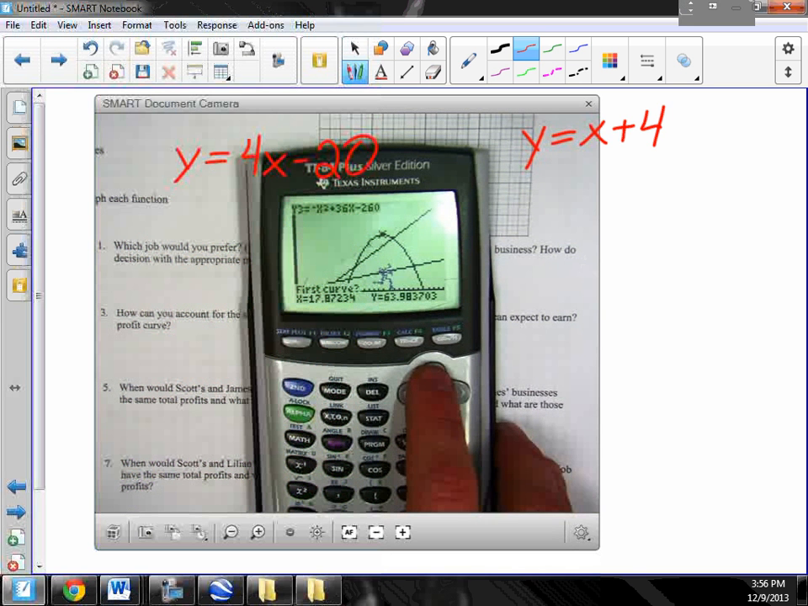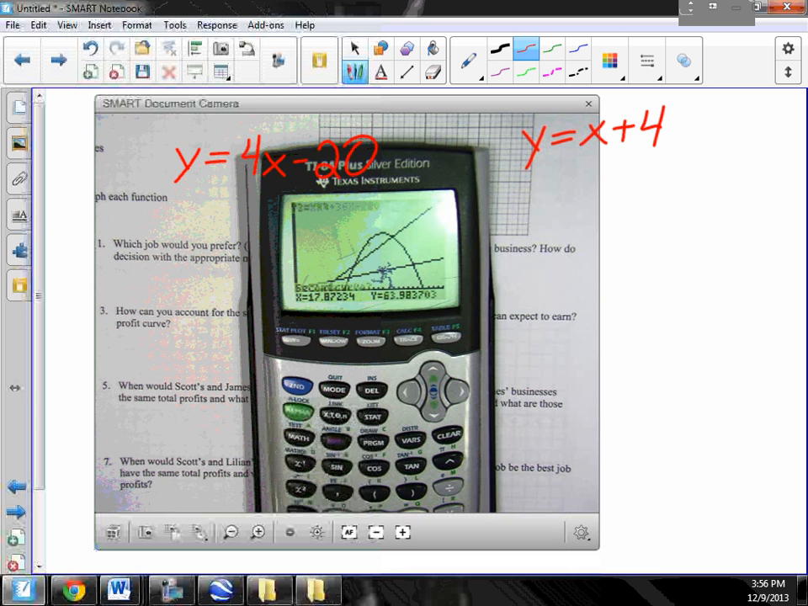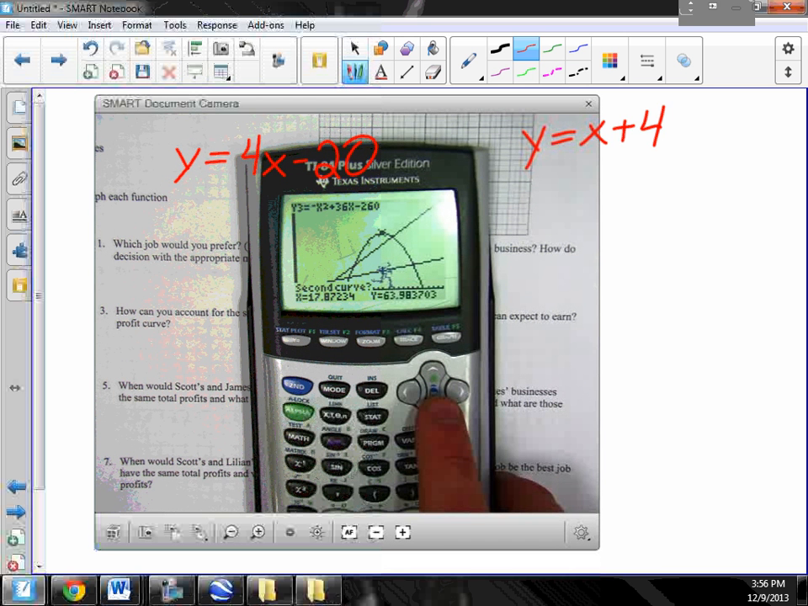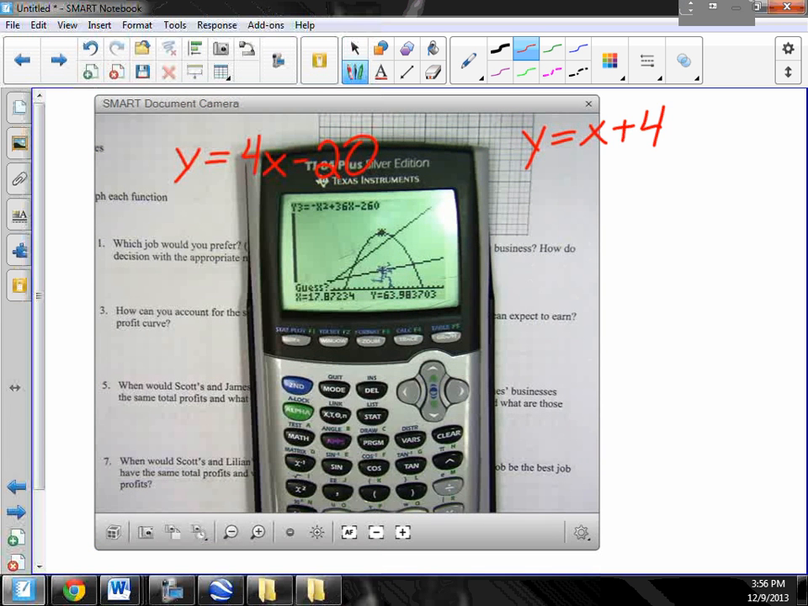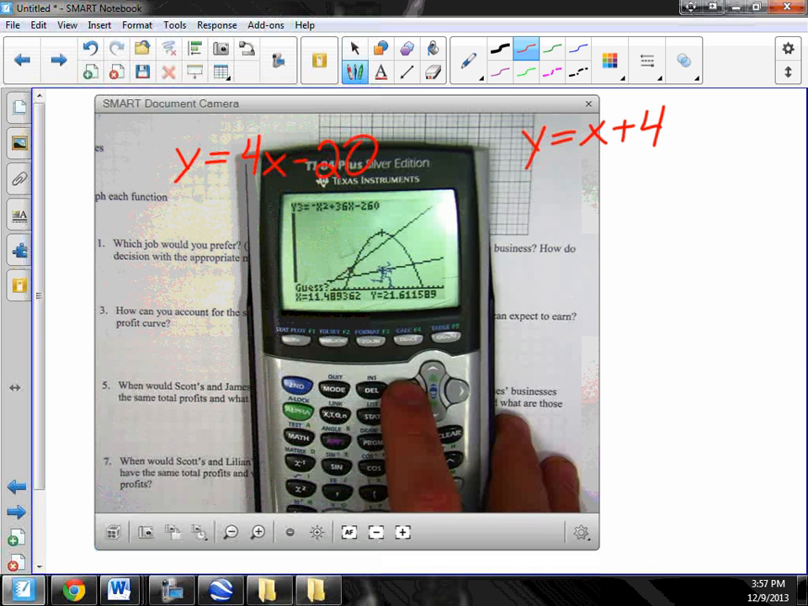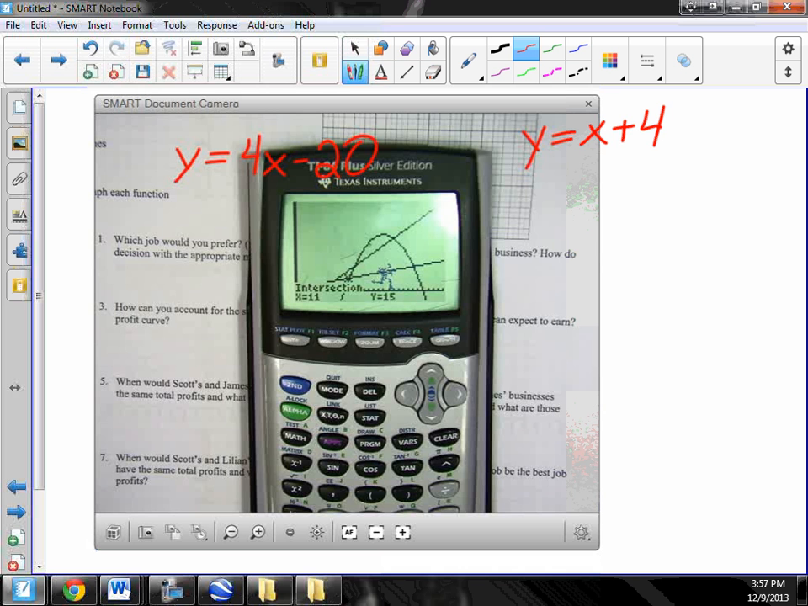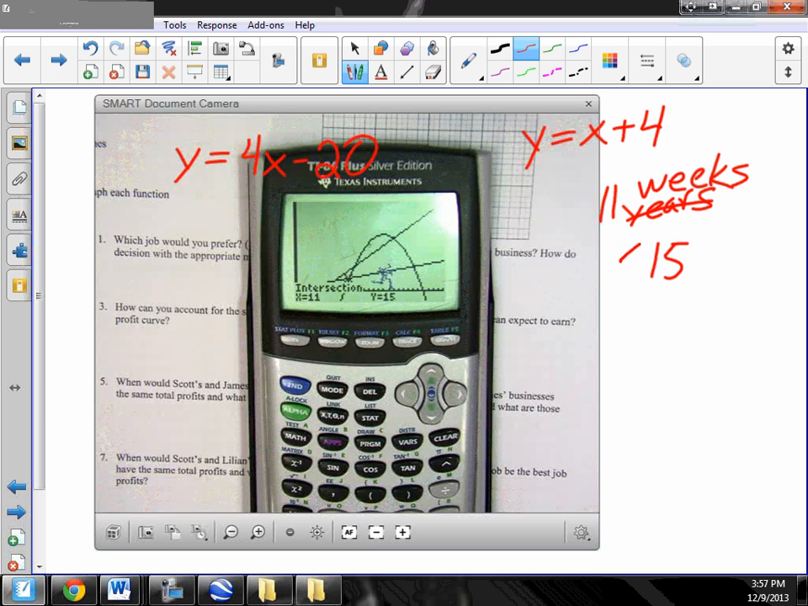So right now the calculator is asking me for the first curve. I need to push enter on either y3 or y2. So push enter on y2. And for my second curve, notice it will let me highlight y2 again, so don't highlight that. Go up to y3 and hit enter. And there are 2 intersections. So first I want to go down here to the first intersection. I hit enter. So the first one is at 11 weeks. They're both worth $15.